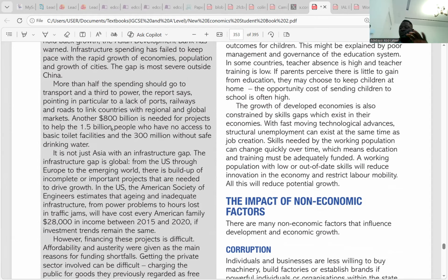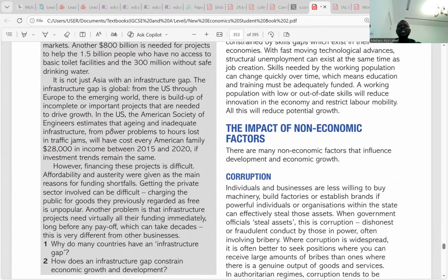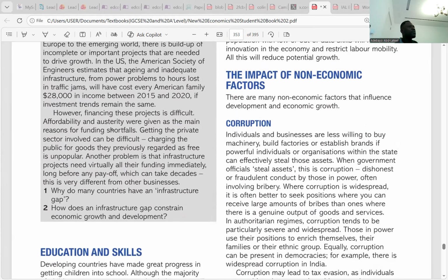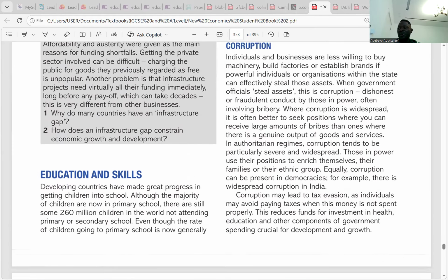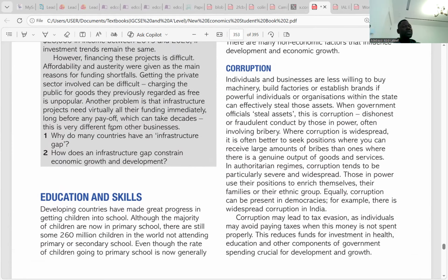So these are the constraints of economic growth and development. We talked about debt, we talked about the saving gap, we talked about education and training, we talked about corruption. What else did we talk about? We talked about the banking system and many more. So now we're going to the impact of non-economic factors. All we've talked about are economic factors. Now we want to talk about non-economic factors. The first ones I'm going to talk about are deliberate factors, which simply means they are something that we deliberately start doing. The first one is corruption.